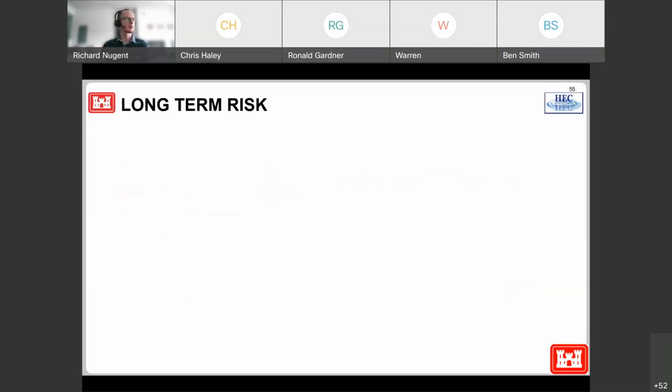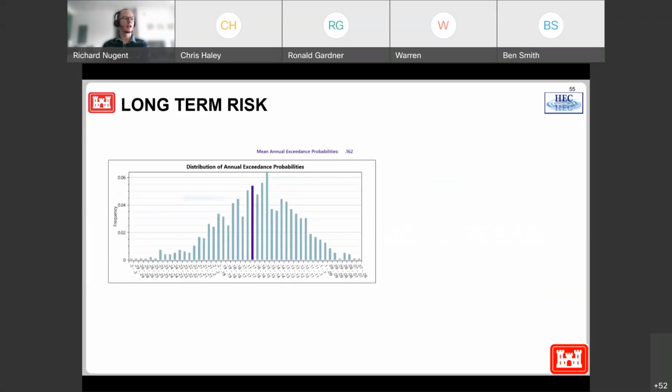We can look at an example. We'll often use the mean annual exceedance probability to calculate long-term risk or long-term exceedance probability. And if we plug 0.162 into the equation, and we're going to look at a 30-year period, if our mean annual exceedance probability is 0.162, then the chance of flooding one or more times in 30 years is 0.995, or a 99.5% chance that significant flooding will occur one or more times in a period of 30 years.